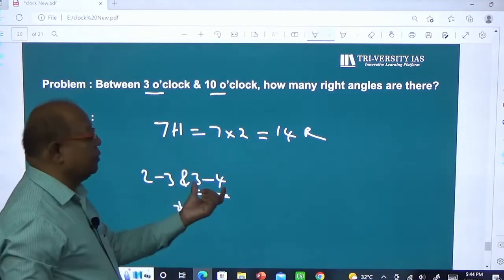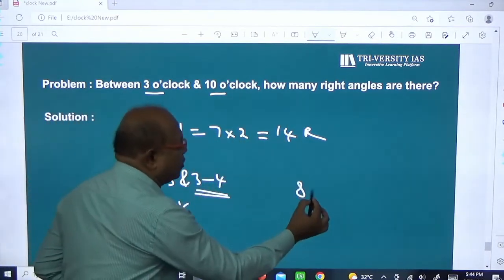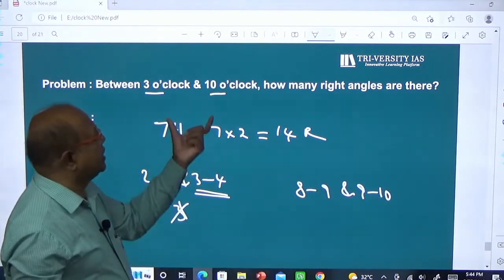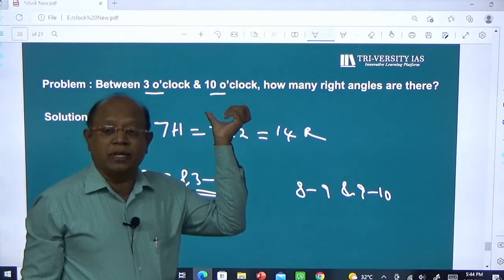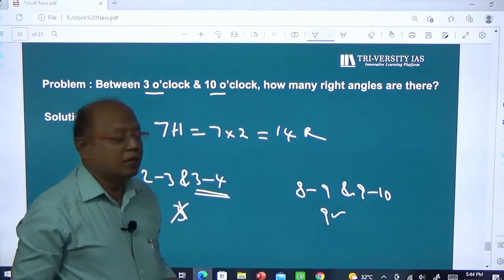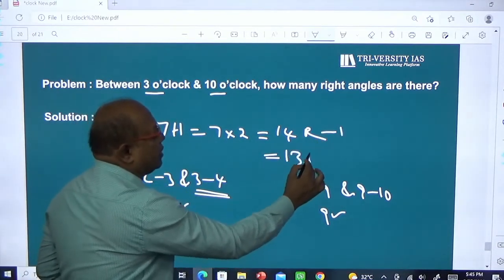So 3 is not counted twice. Whenever both the timings are there, then only it is counted. Now, come to the other end: 8 to 9 and 9 to 10. Yes, it is there, 8 to 9 as well as 9 to 10. So here we have counted 9 twice, so we need to subtract 1. So there are 13 right angles.